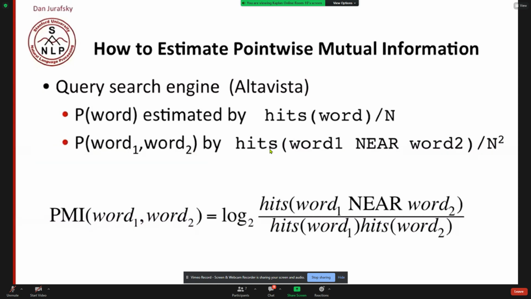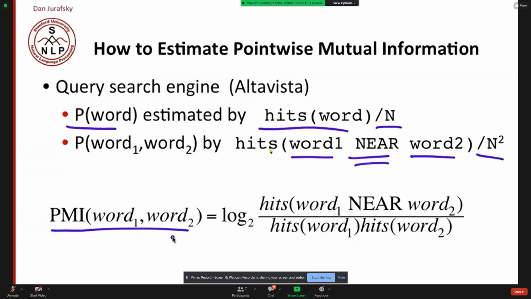How do we estimate this? Well, the way Turney did it originally is by using the AltaVista search engine. We're going to estimate the probability of a word just by how many hits we see for that word. And we're going to estimate the probability of two words by how often word 1 occurs near word 2. AltaVista has the NEAR operator that lets us check if a word is near another word. And in each case, we want to normalize to get a real probability from these counts.